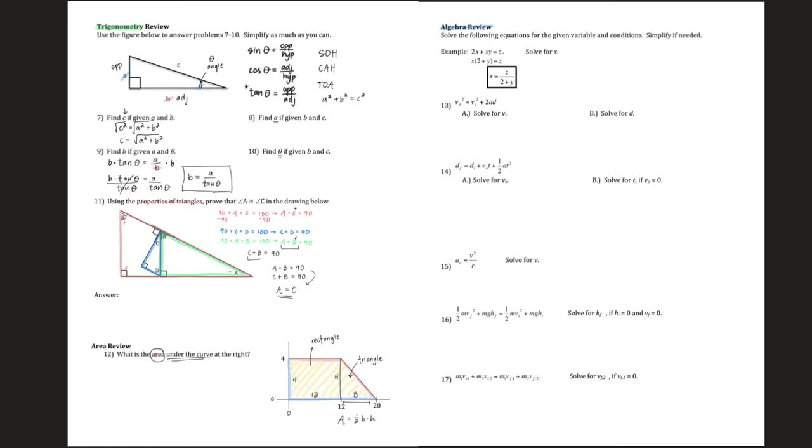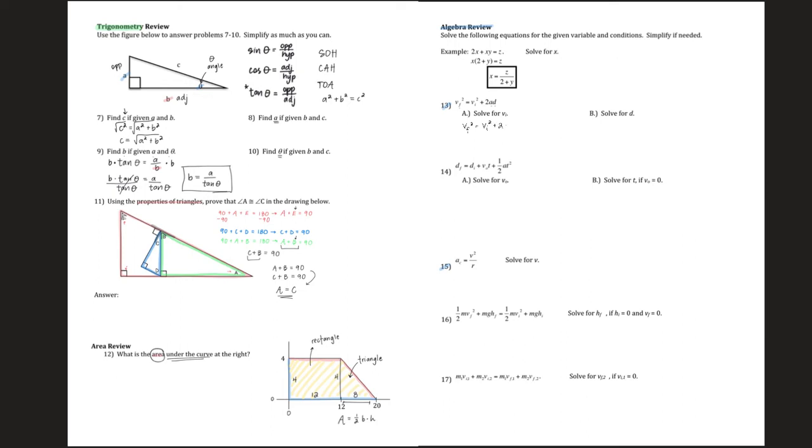Okay, number 14 is similar to number 13. 16 and 17 are a little bit trickier, but it's going to be okay. We're going to do 13 and 15. Again, even though there's no numbers, it's okay. When we say solve for something, we just mean rearrange the equation so that that something is by itself on one side. For example, in number 13, we're solving for VI. VI is not by itself on one side of the equation right now, so we want to get it by itself. So we're going to rewrite the equation here.